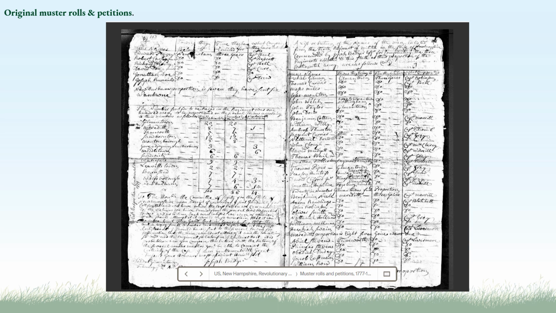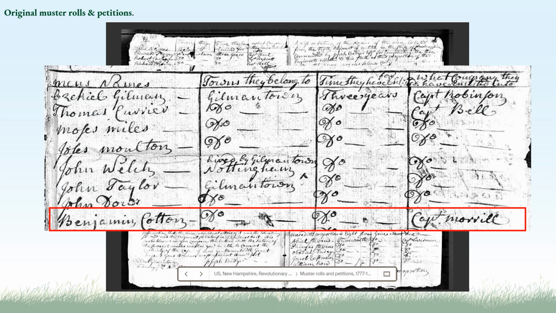Within the images that you find on the research results, sometimes you can find the original muster rolls and petitions. Within this one, you can actually see where he was listed, what town he belonged to. He enlisted for 3 years, and he was in Captain Morrell's company.